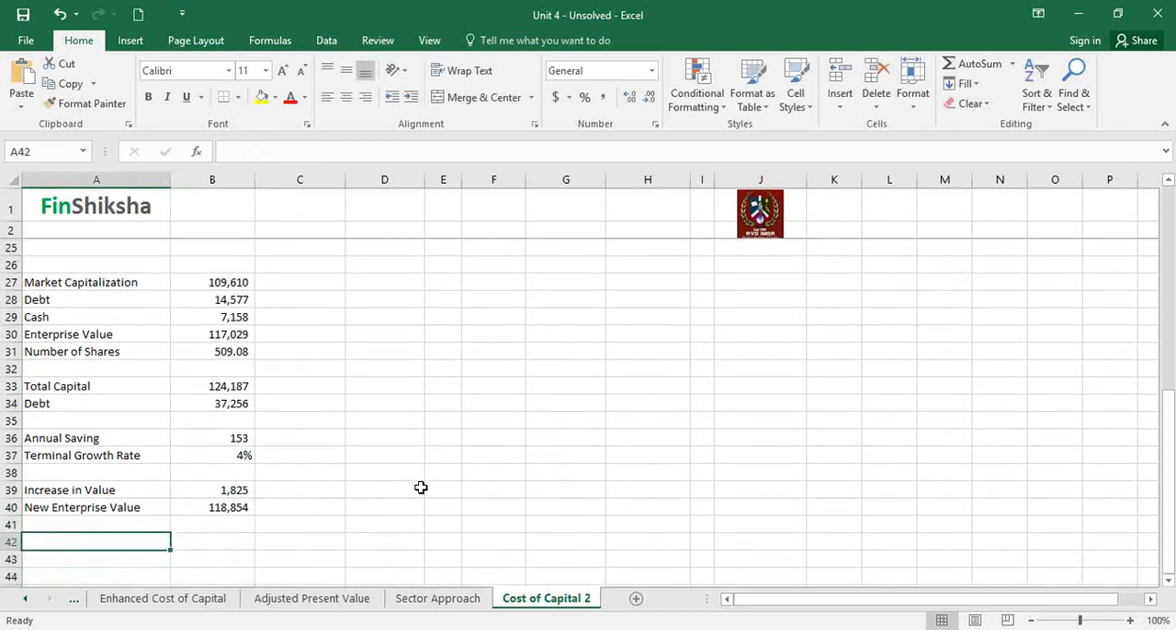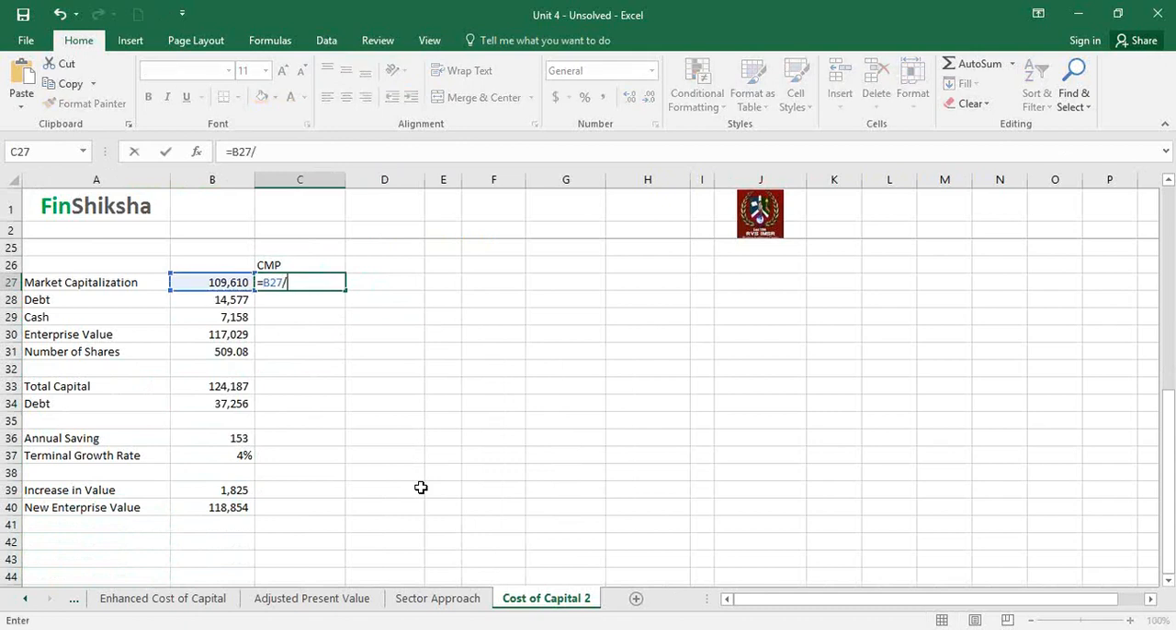Now, what do you think should be the new equity value that the firm should have? So our next discussion should be what should be the share price, right? So now what is the current share price? So I can put the current market price as the market cap divided by the number of shares. So we're looking at 215.3. That's the current share price, correct?